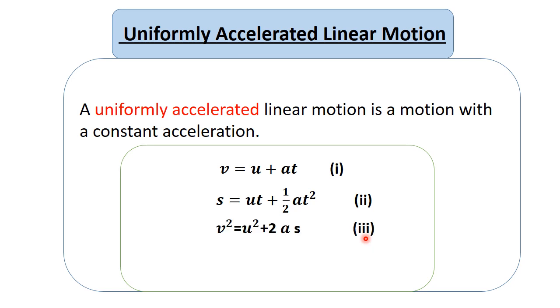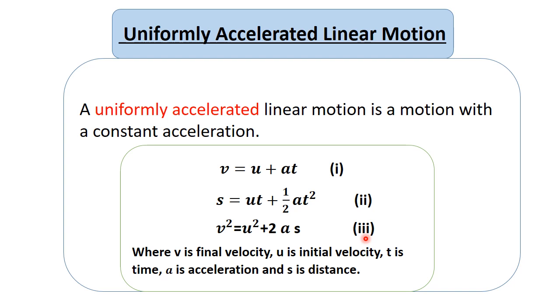And the final one is v squared is equal to u squared plus 2as, where v squared is final velocity squared, u squared is initial velocity squared, plus 2 times acceleration times distance. So this is just a summary of the symbols we are using here. v is final velocity, u is initial velocity, t is time, a is acceleration, and s is distance or displacement.